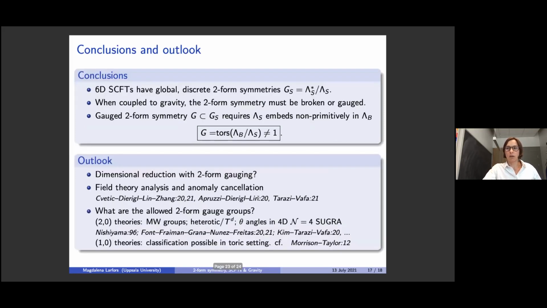So of course, there are things that one can think about doing with this. One possible way forward is to look at dimensional reductions of this theory. There is definitely need to analyze the field theory further and look at anomaly cancellations. And more generally, one can ask what the allowed two-form gauge groups are in 6-dimensional SCFTs coupled to gravity. And with that, I conclude. Thank you.